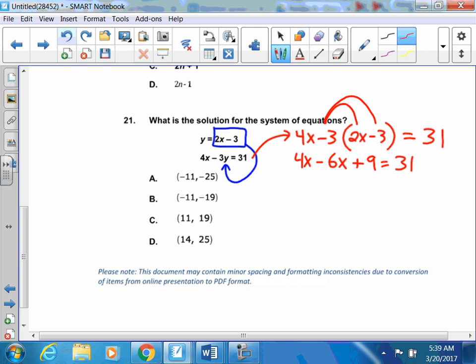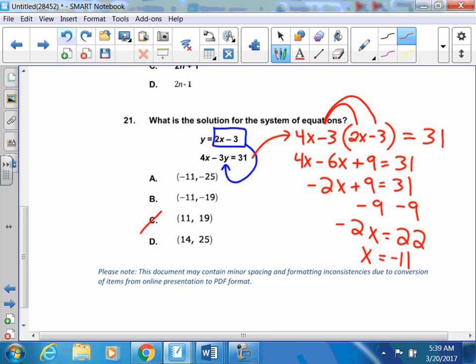And now we're going to combine everything on the left side of the equation. So that's going to be 4x minus 6x, which is negative 2x, plus 9 equals 31. Solve the equation, get x by itself. This is basically 2 steps here. Subtract 9, subtract 9. Negative 2x equals, that's going to be 22, I believe, 31 minus 9. And then divide by negative 2, and x is going to equal negative 11. So right now we can actually cross out C and D.